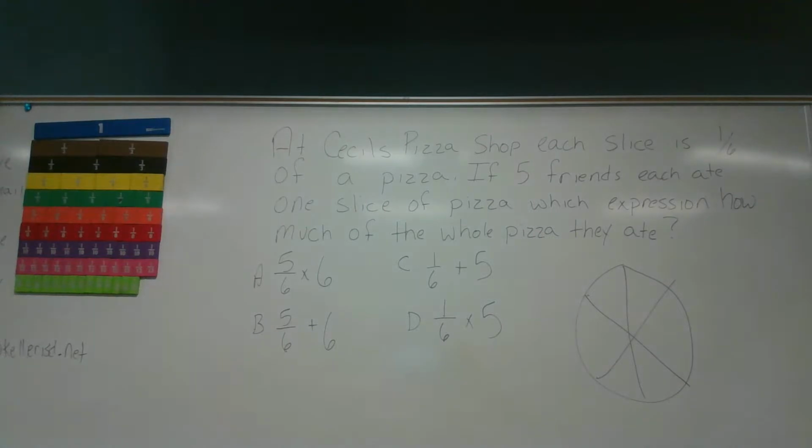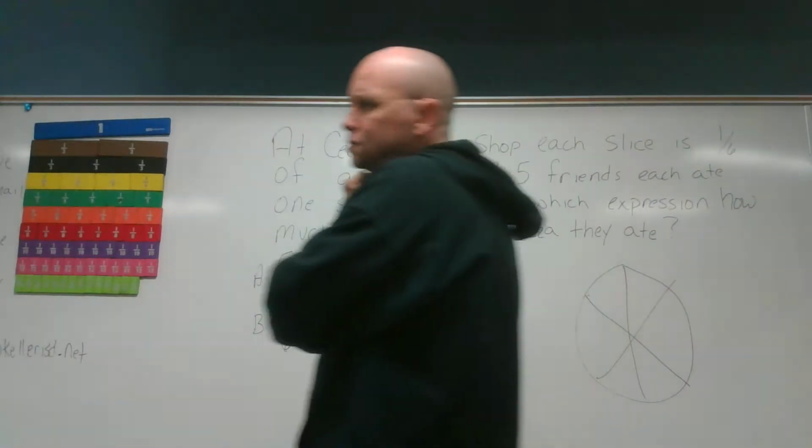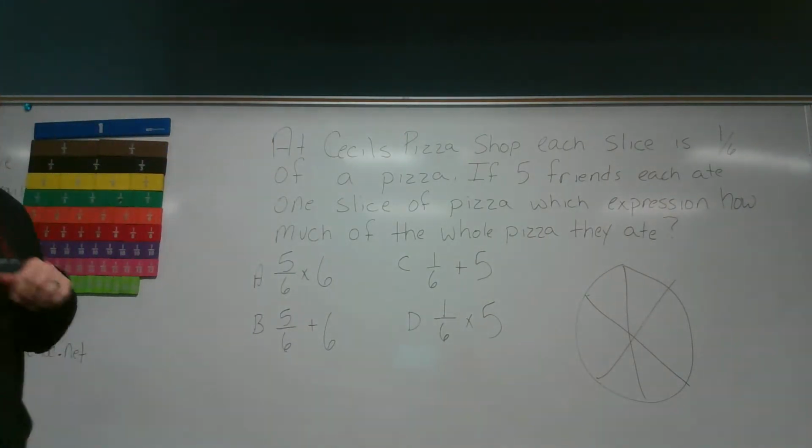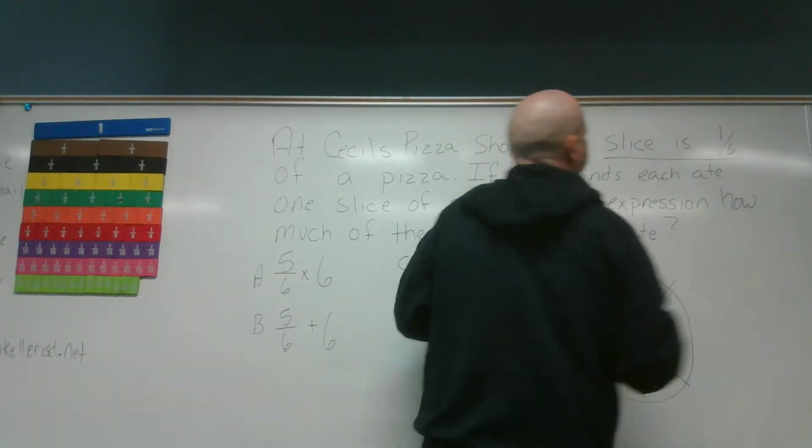As I have it on the board, you can read along. At Cecil's Pizza Shop, each slice is 1/6 of a pizza. If 5 friends each ate 1 slice of a pizza, which expression shows how much of the whole pizza they ate? Now, it's called an expression because it's the problem, the algorithm, without an equal sign. So first, we need to know that each slice is 1/6.